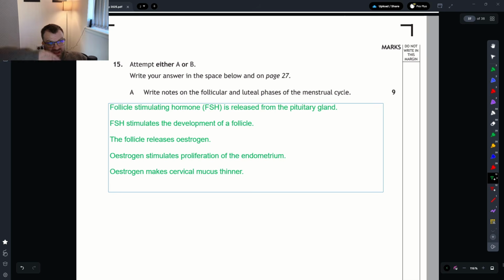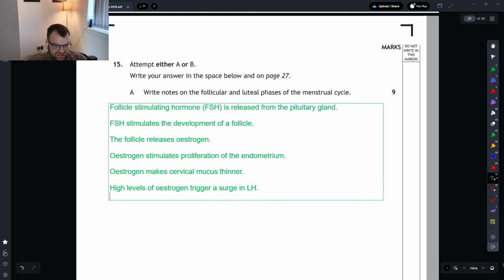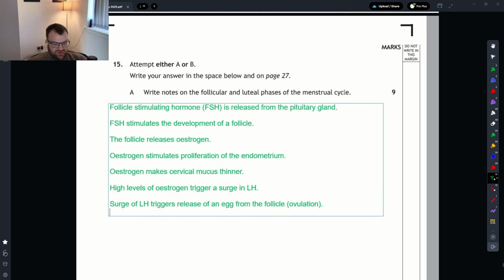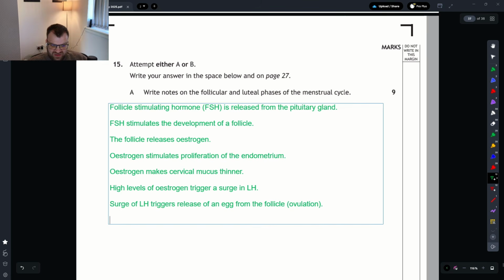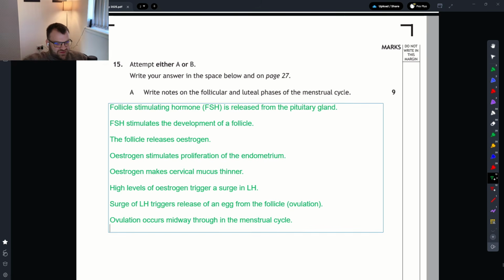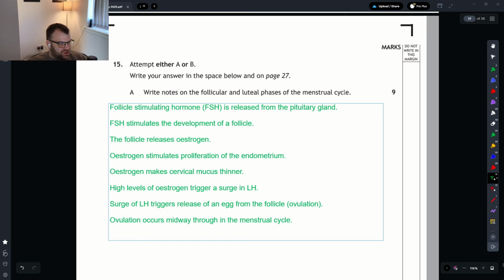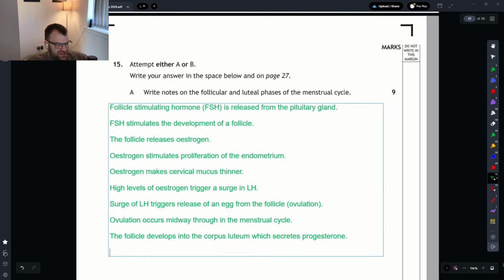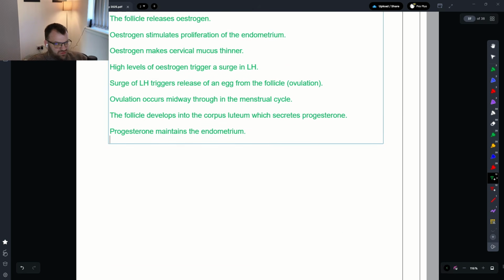When that reaches a peak, it's going to cause a surge in LH. And then that surge in LH causes the egg to be released. So ovulation is going to happen as a result of that one. This is going to happen midway through. This is when it's going to go from follicular to luteal phase. The follicle continues developing, and it's going to develop into the corpus luteum. And the corpus luteum is going to release progesterone. Progesterone keeps the endometrium lining. It keeps it developed. It stops it from breaking down as it's going through.